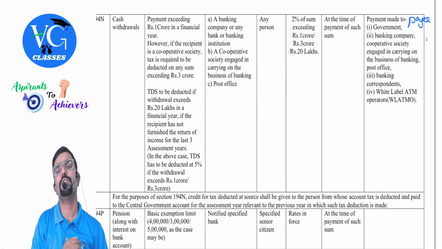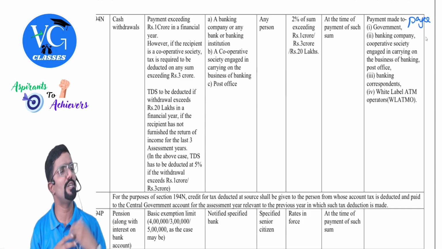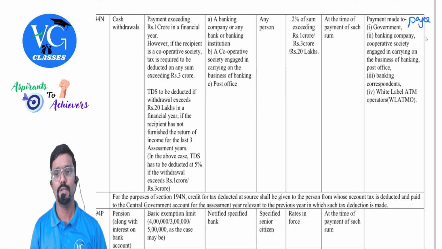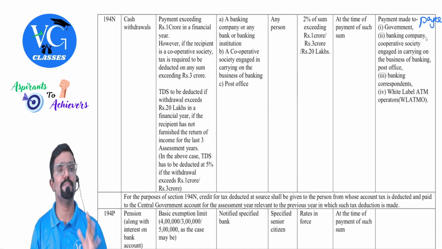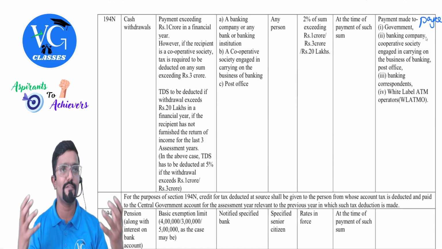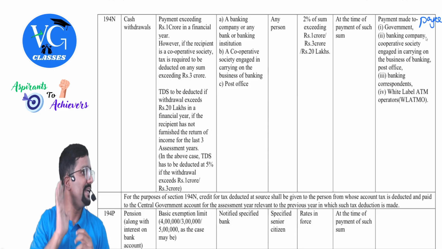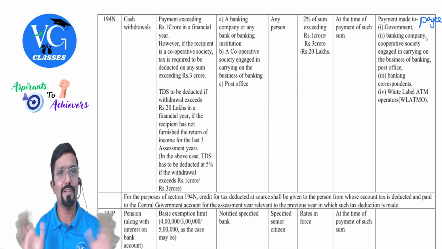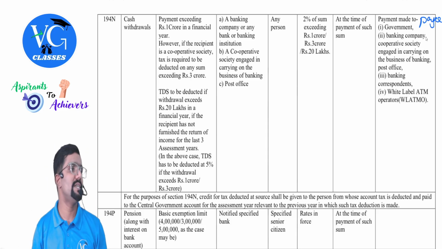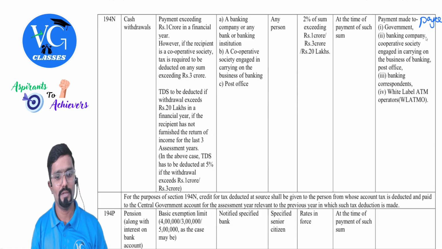If the payments are made to the following people, guys, then no TDS. Even if the amount is more than 20 lakh, 1 crore, 3 crore and all, no TDS. So you can remember easily, simple. If you are withdrawing more than 1 crore or 20 lakh from your bank account, the bank is telling, wait, I need to deduct TDS. It is your own money. They will not stop you, but they will deduct TDS. So 194N is for withdrawal.